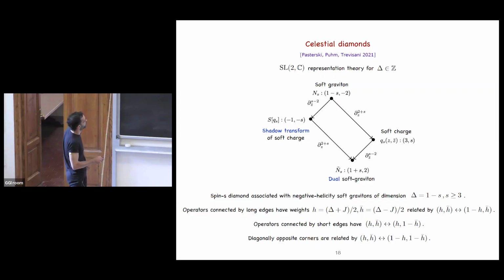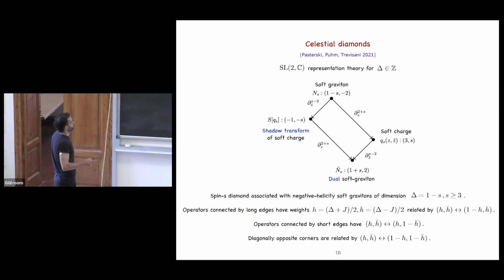point to the opposite one, in terms of h and h bar, you're changing the weights in this way, or if you want, you go from delta to 2 minus delta and s to minus s. Okay, and if you do this, you see the weights apply also to these 2 points, but these 2 points are not really a shadow transform of one of the other.